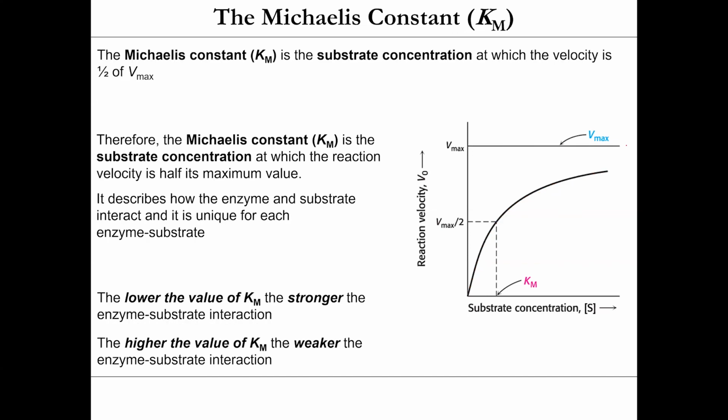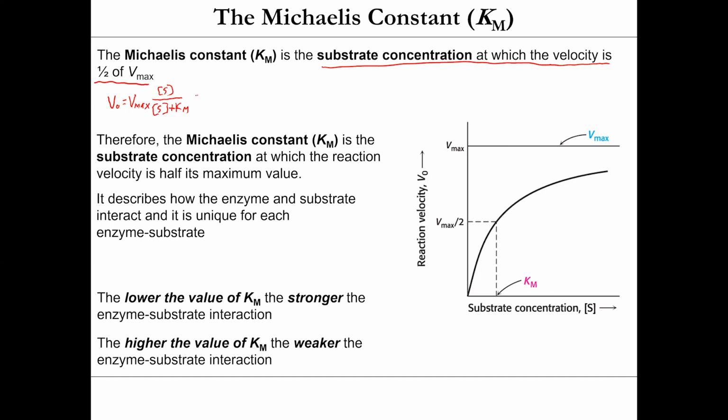And so now the Michaelis constant, an interesting thing about it is that the Michaelis constant is the substrate concentration at which the velocity is 1/2 of Vmax. So if we take our Michaelis-Menten equation here, V sub 0 equals Vmax times the substrate concentration over the substrate concentration plus Km. So Km is an actual substrate concentration.